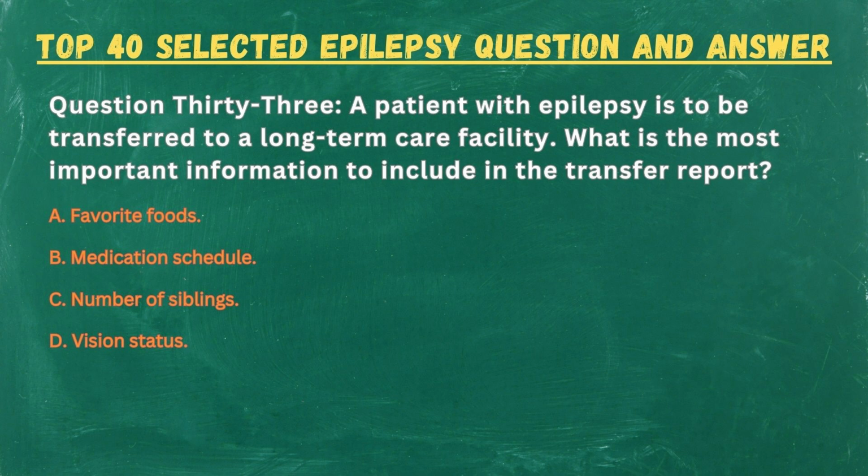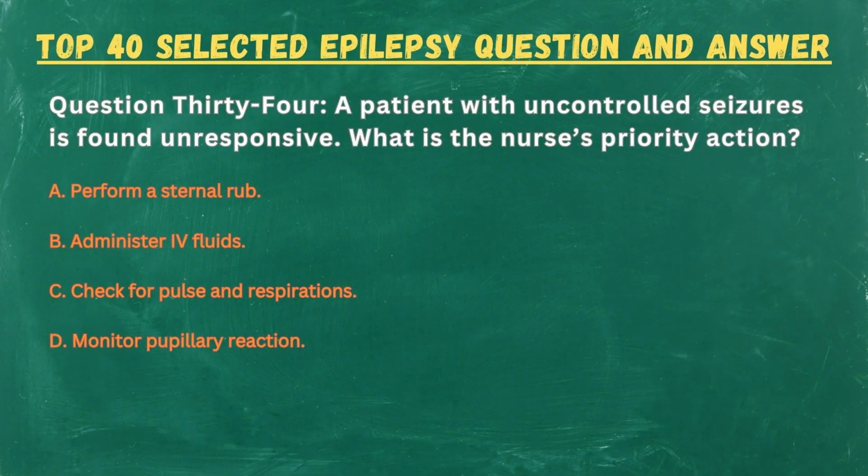Question 33. A patient with epilepsy is to be transferred to a long-term care facility. What is the most important information to include in the transfer report? A. Favorite foods. B. Medication schedule. C. Number of siblings. D. Vision status. Answer: B. Medication schedule.